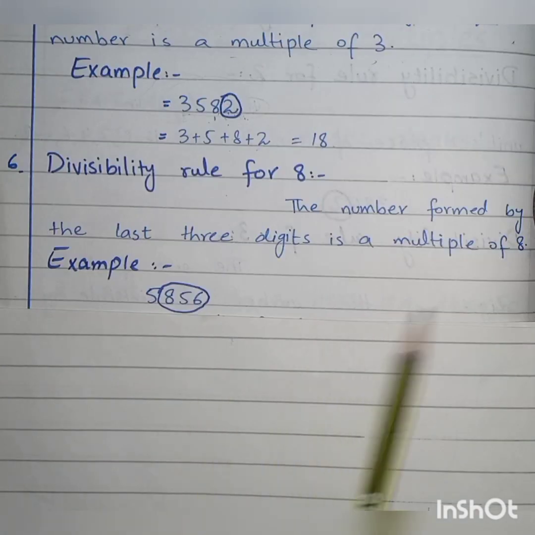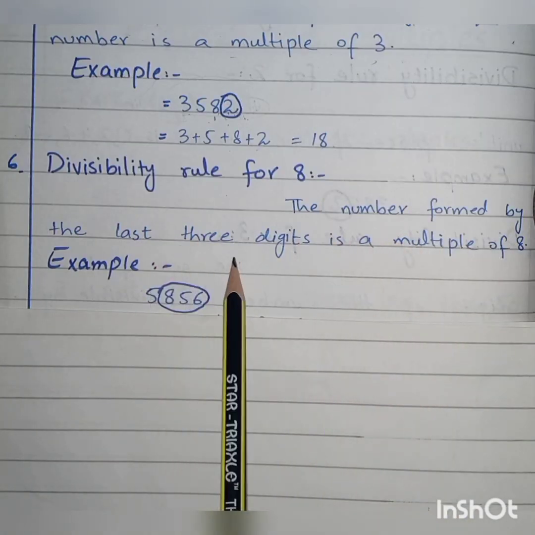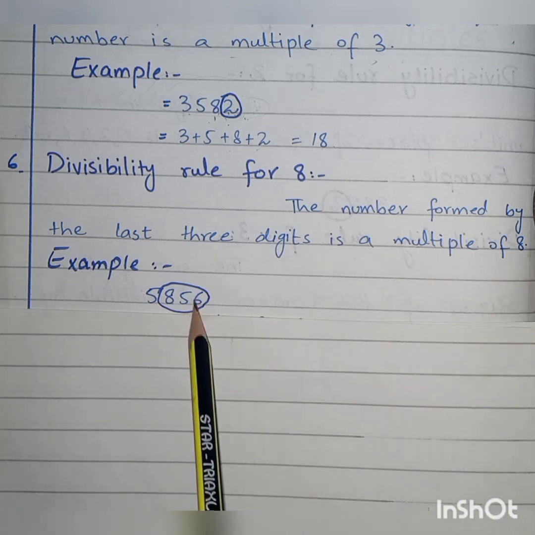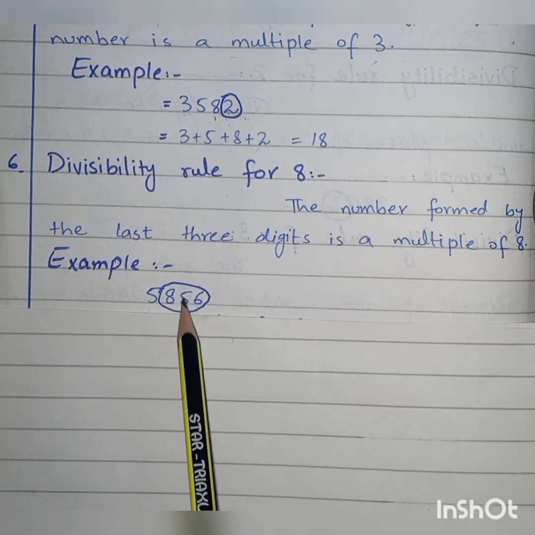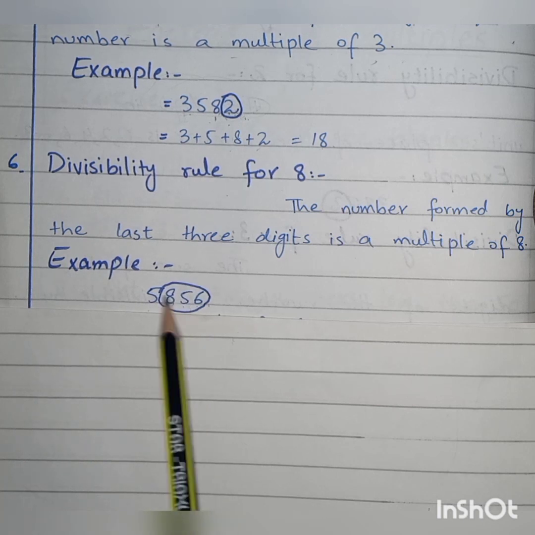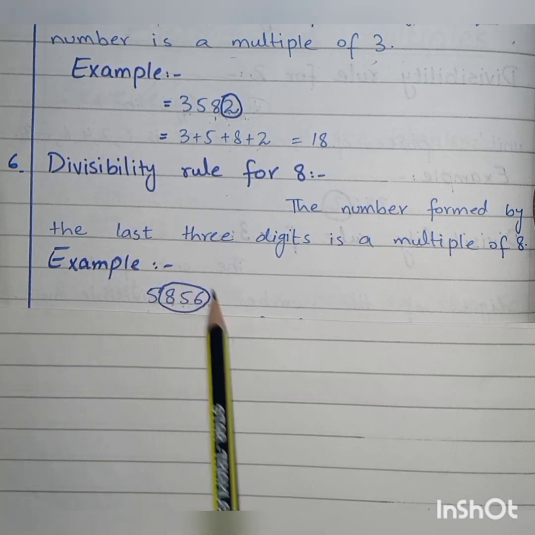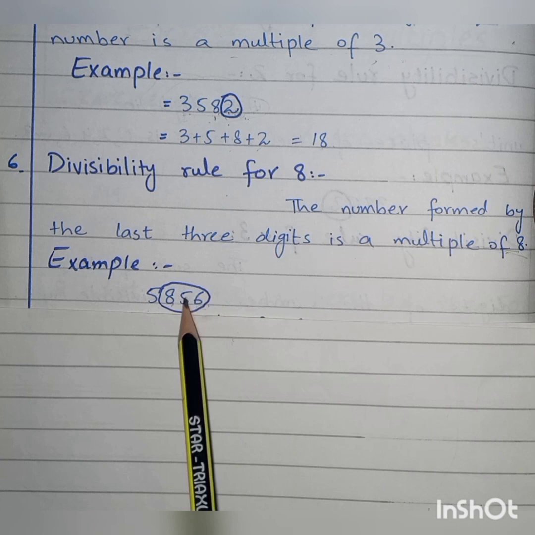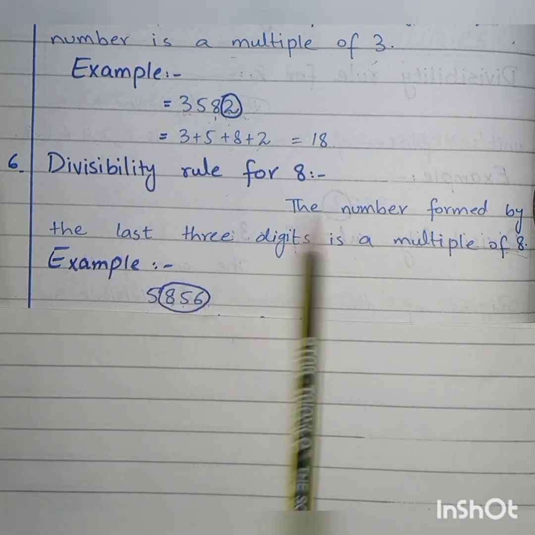Next, the sixth rule, for 8. The number formed by the last three digits is a multiple of 8. The number is 5856, the last three digits are 8, 5, 6, and this number is a multiple of 8. So we can say that the whole number is a multiple of and divisible by 8.